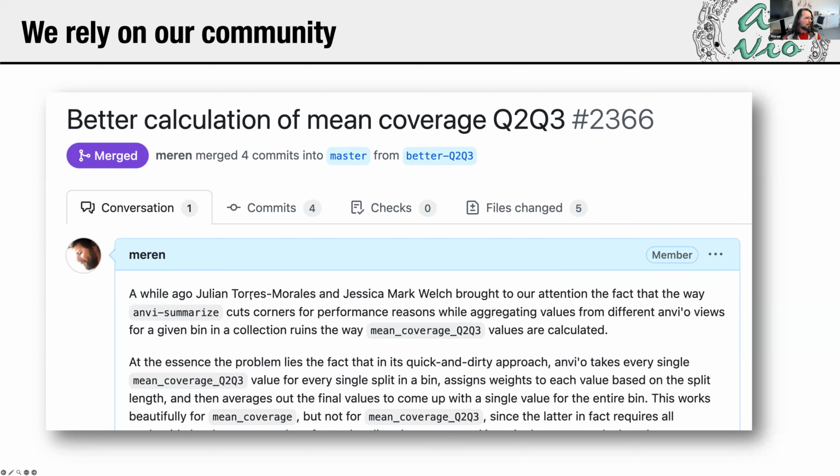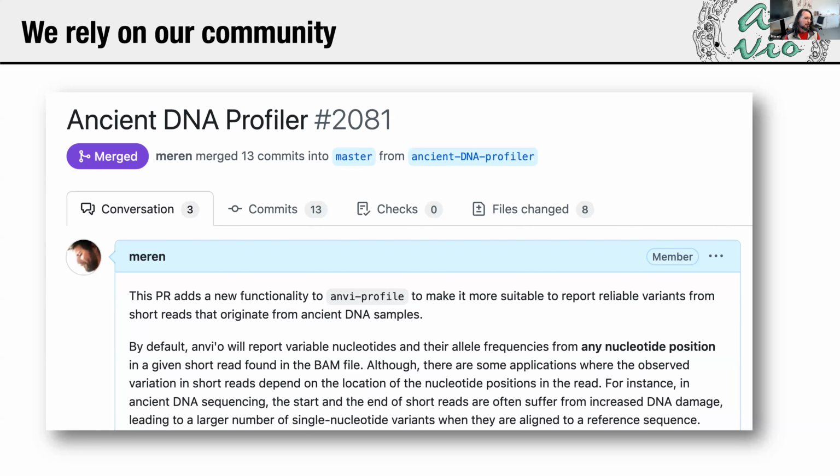For instance, in this case, this is Julian and Jessica Mark Walsh telling us you can do better with calculation of coverage, and then we implement it in Anvi'o. And another example that will bring me closer to my final suggestion to this community, we recently got into ancient DNA stuff. I had no idea about ancient DNA, limitations, opportunities, and so on. But we started working with Eske Villarsev's group in Denmark through Antonio Fernandez Guerra, who works with him there. And he is using Anvi'o for ancient DNA data analysis.